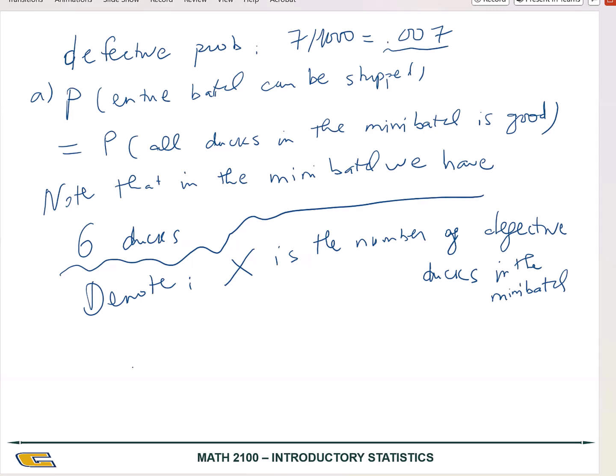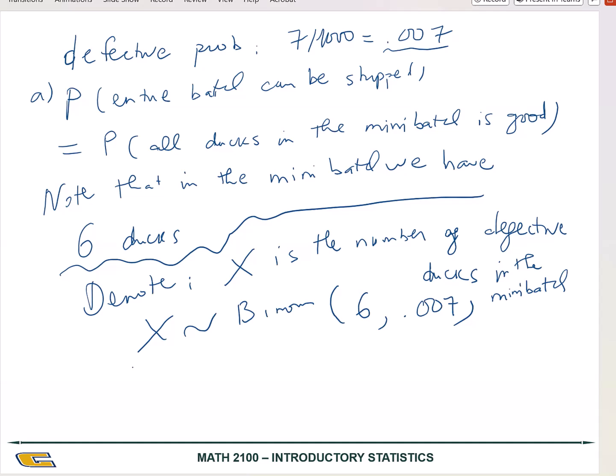So in this case, X we can model by binomial 6, 0.07, okay? So 6 means we have 6 ducks tested, right? And it has a success probability, which is finding a defective duck, of 0.07, okay?